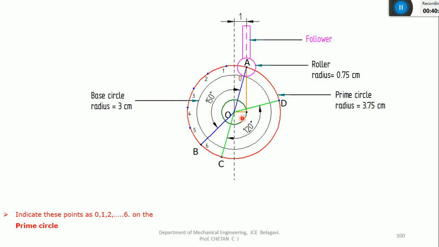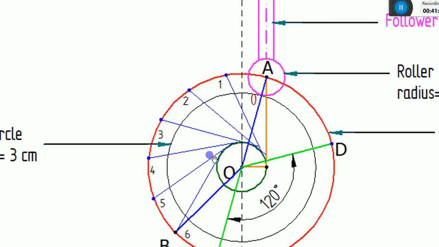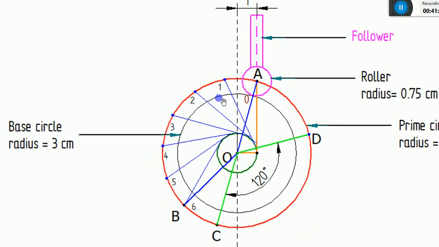And the only change is, instead of drawing the radial lines through the center, you have to draw the tangent to this offset circle passing through point 1. Just draw one tangent to this offset circle from point 1. Similarly from point 2, 3, 4, 5, 6. You can see the blue color lines, which start from these 6 points, 1, 2, 3, 4, 5, 6 on the prime circle, and these are tangent to this offset circle, which is highlighted with the green color. So this is the first tangent, second, third, fourth, fifth, and sixth. So this is the only difference.